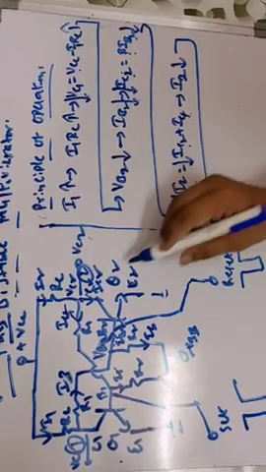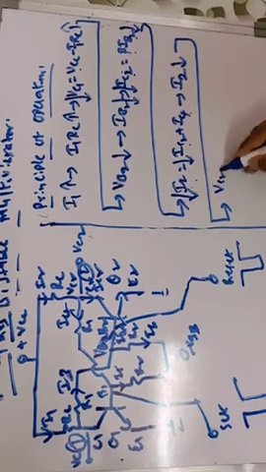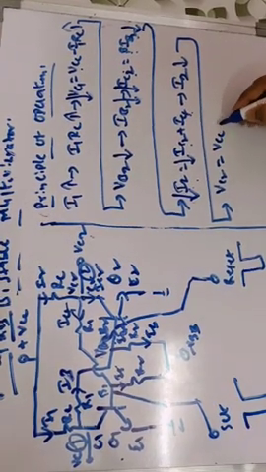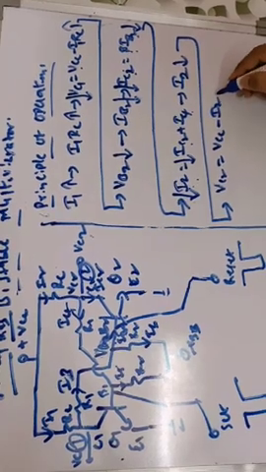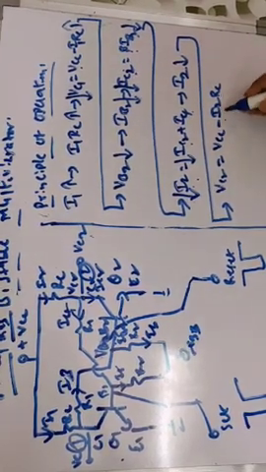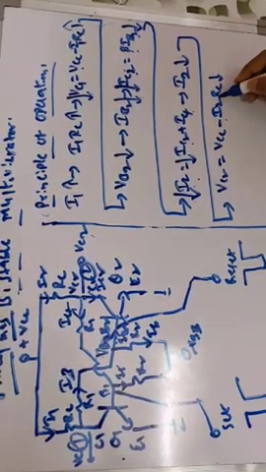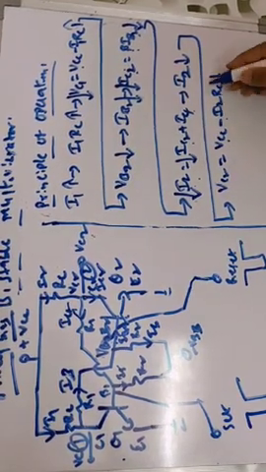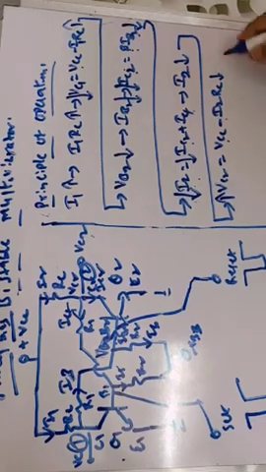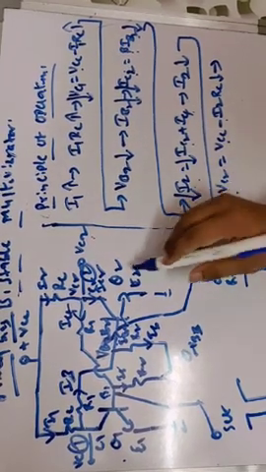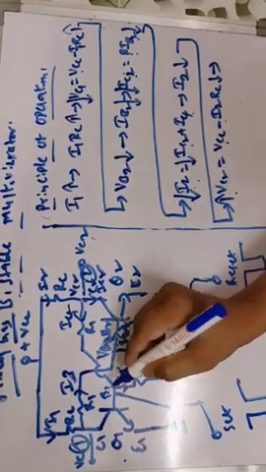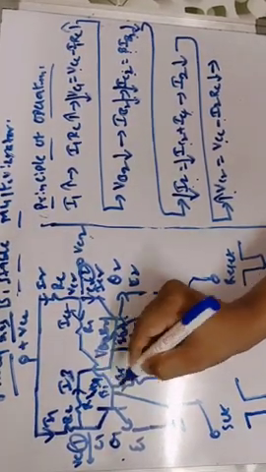Now we have a relation for VC2. We have already found VC2 is equal to VCC minus I2 into RC. As I2 decreases, this I2 RC product will decrease. If this decreases, it is subtracted from VCC, so VC2 is increasing. VC2 is the voltage which is directly applied at the base of the first transistor.